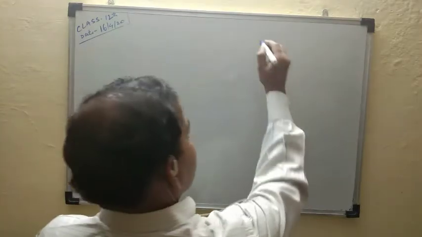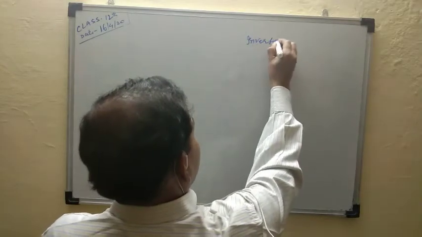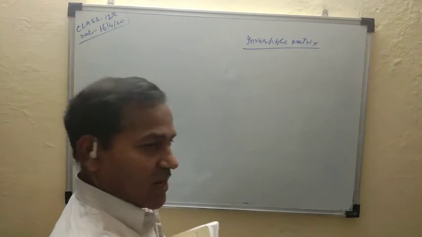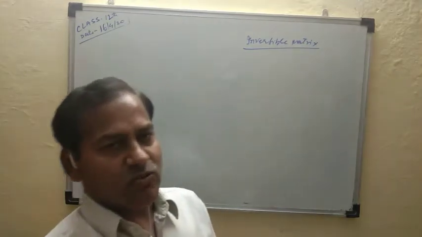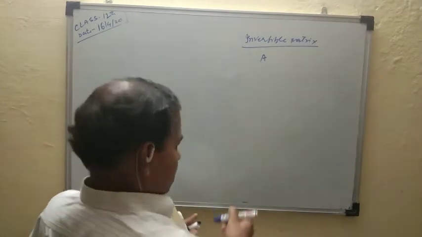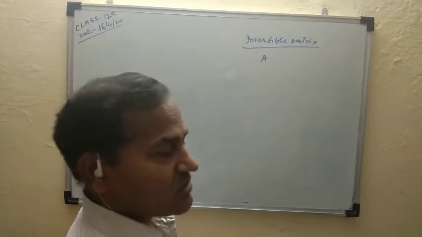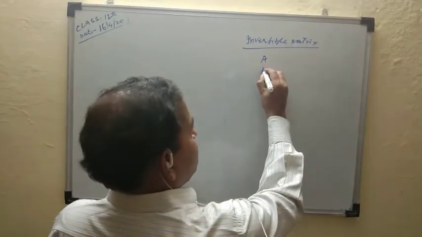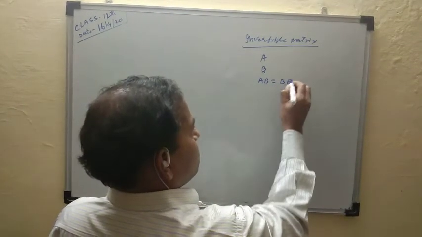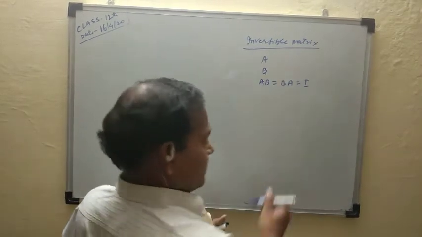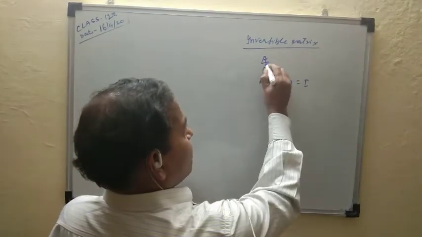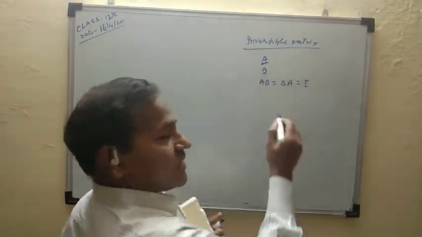Invertible matrix. The definition: if A is any square matrix, and there exists another square matrix B such that A into B is equal to B into A is equal to I, where I is the identity matrix, then A is called an invertible matrix and B is its inverse.